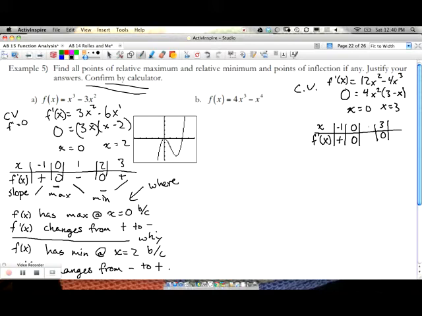Now if I were to plug a number in between, like 1, that would give me a positive for the 4x squared, and a positive again inside for the 3 minus x. That's positive as well. No sign change there, so nothing happened at 0. No relative min, no relative max. And then after 3, so plug in, let's say 4, we're going to have a positive times a negative. So that's going to be negative there.